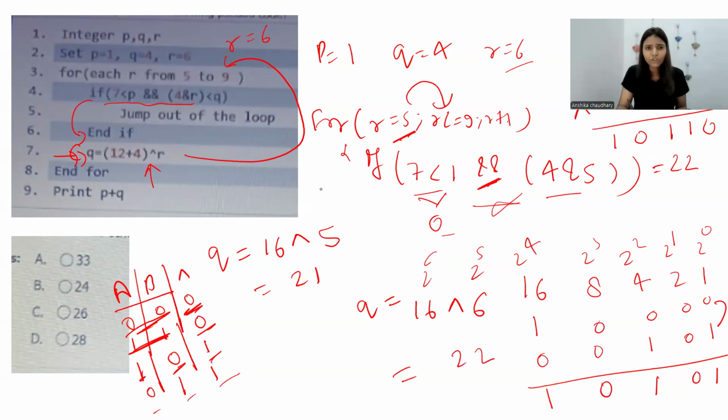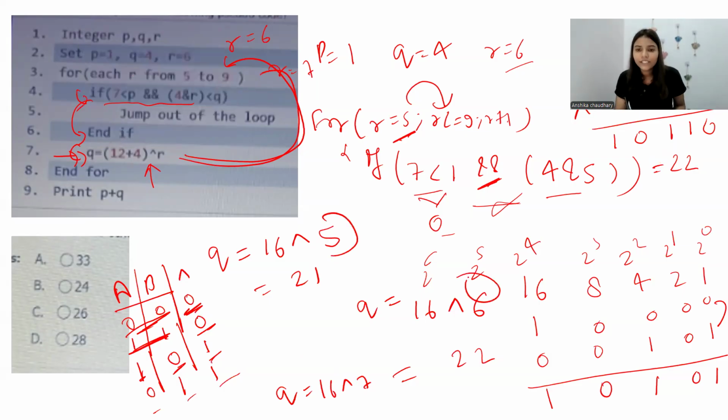Okay. Now the control will again go here and the R value will become 7. So again, the if condition is going to be false only. We will have to check for the condition and the Q value is now updated to 16 XOR 7. So every time we can see that 5, 6, 7, that means the R value is incremented by 1. And every time the resultant is also increasing by 1. First it was 20, 21, then 22. Now it will become 23.